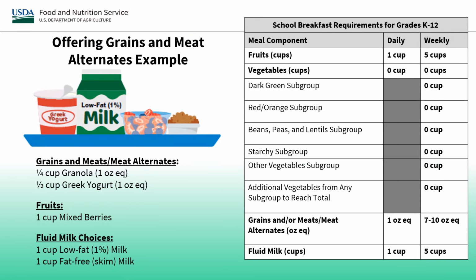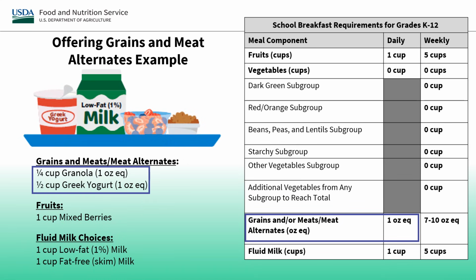Here's an example of a K-12 breakfast menu from the ABC School District that includes both grains and meat alternates. The district offers a quarter cup of granola and a half cup of Greek yogurt to meet the grains and meat alternates meal component. Each provides 1 ounce equivalent, which meets the daily minimum food amount and contributes to the weekly amounts. These items are served along with 1 cup of mixed berries and a cup of fluid milk. Let's look at another example.